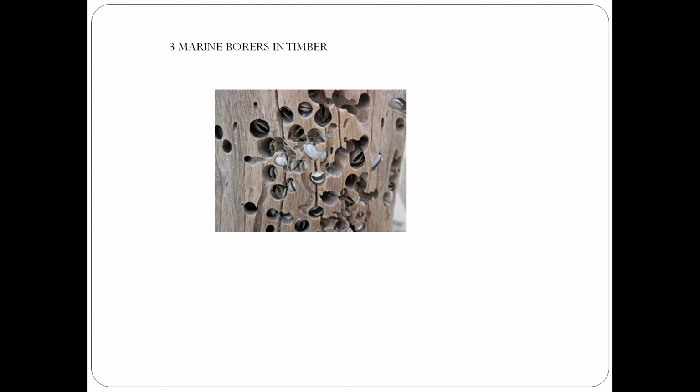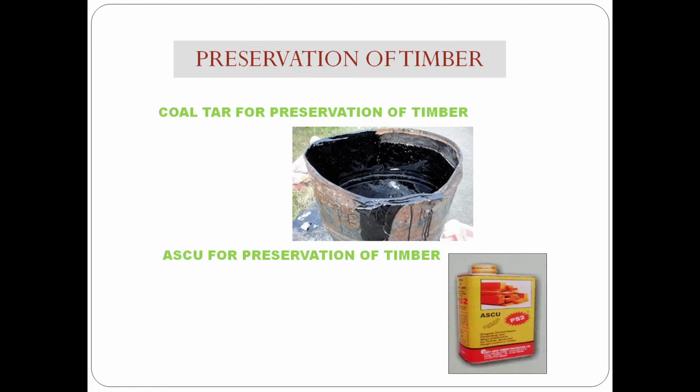Now marine borers in timber. Marine borers are found near coastal areas. They do not consume wood, but they make large holes of diameter up to 25 millimeters in the timber to live inside it. They excavate up to 60 millimeters deep in the wood. The wood attacked by marine borers is of less strength and discolored. They can attack all types of trees present in their region.